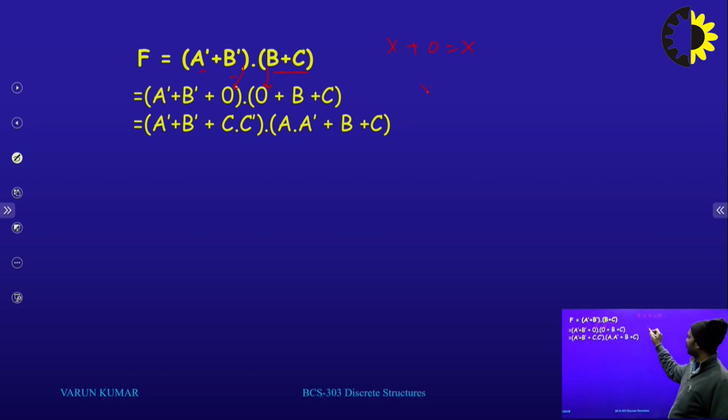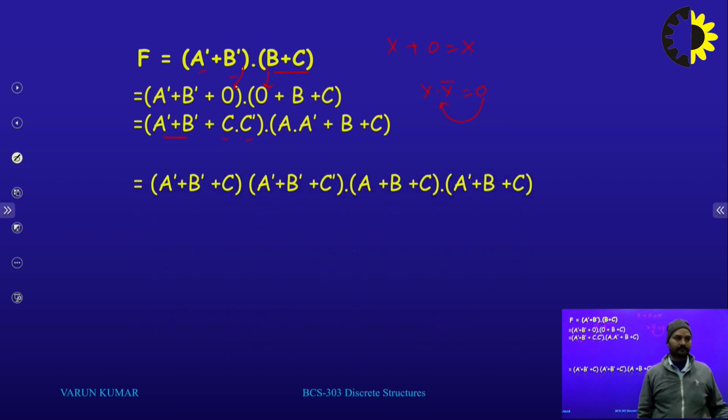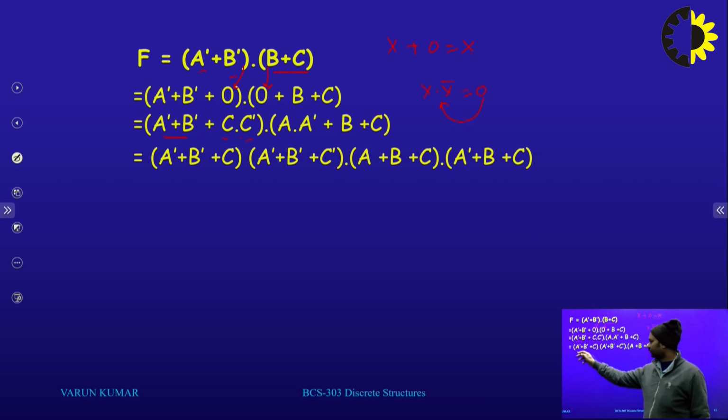We know that x dot x bar is equal to 0. So we replace 0 with x dot x bar. What is absent here? That is part of C, that is C dot C bar. What is absent here? A, that is A dot A bar. Now we apply the distributive formula. This is x, this is y, this is z. x plus y and x plus z. So these are the following terms. Is any term repeating? So we check whether any term is repeating or not.